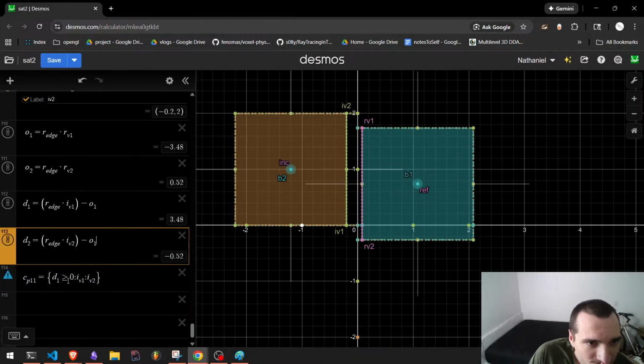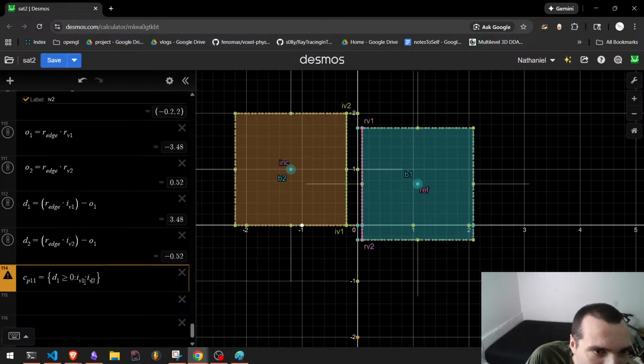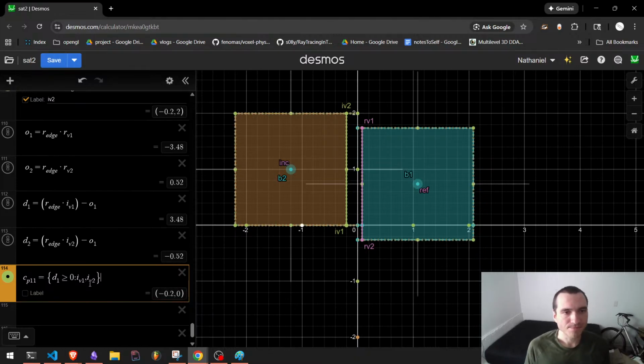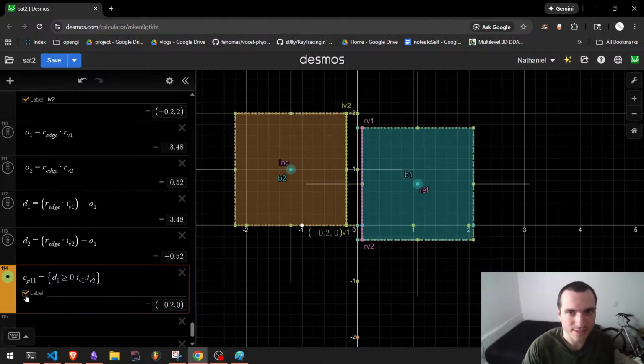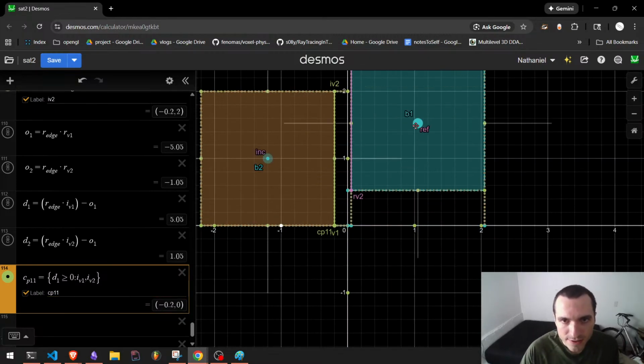What are we doing wrong? D1 is less than, it's greater than 0. I don't understand the dot here. Oh, it's because I need to add a comma there. Okay, so we can label this. This is CP11.